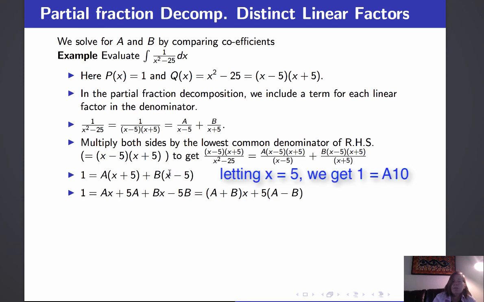So for example, if I plug in x equals 5 here, this second term disappears. And I get 1 equals a times 5 plus 5, which is a times 10. And straight off the bat, I have a equals 1 over 10. And I could plug in x equals minus 5 here, and the first term would disappear. And I would get 1 equals b times minus 10, or b equals minus 1 over 10.